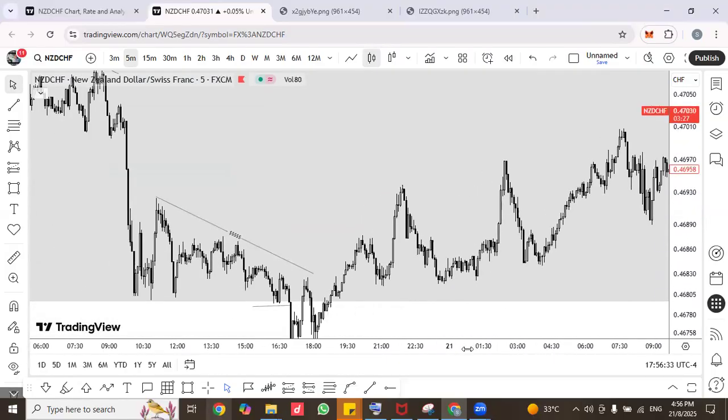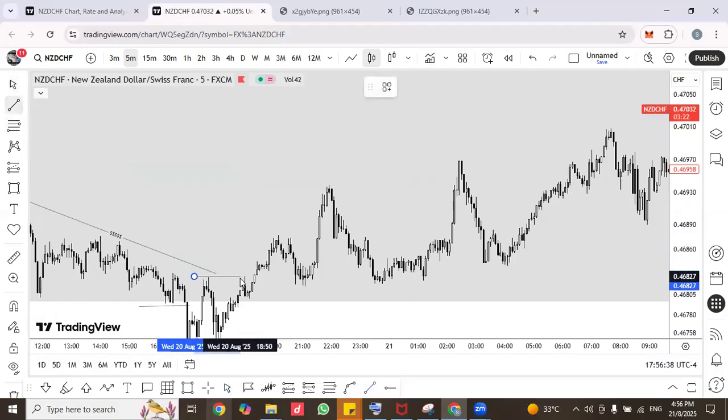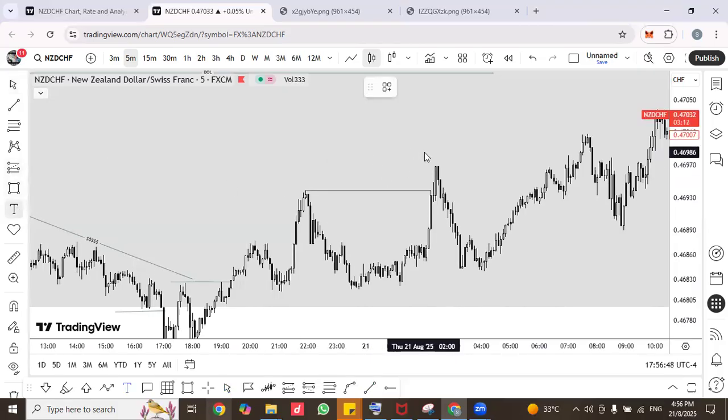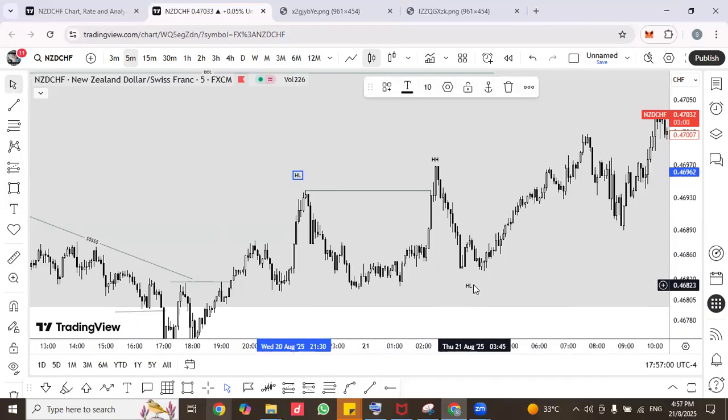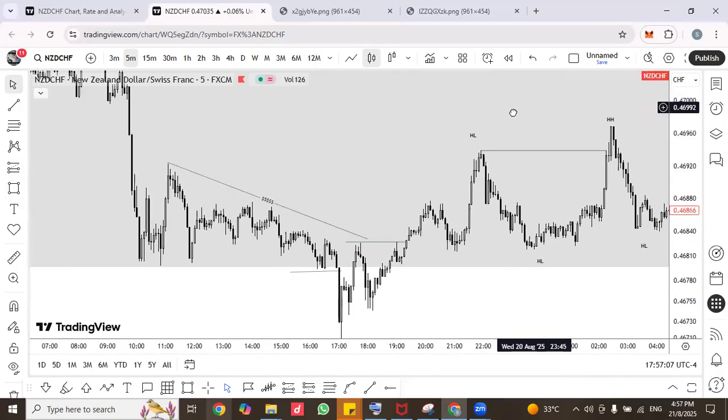When I took this trade, I noticed a change of character. I noticed a break of structure. I noticed consecutive higher highs and higher lows. Higher highs and higher lows, that's a trend continuation pattern in itself. So if you see that, that's a very strong signal.